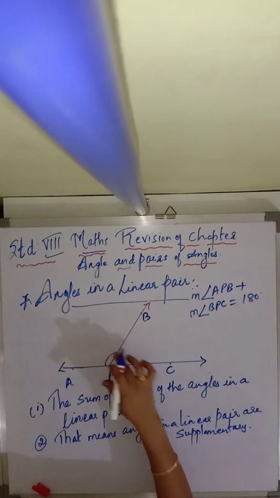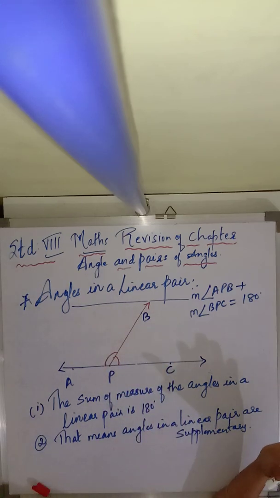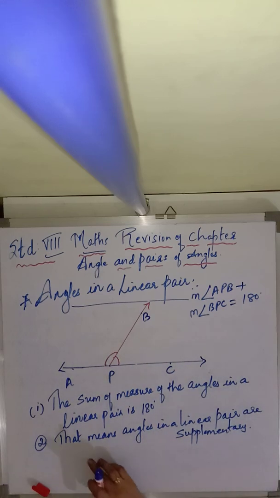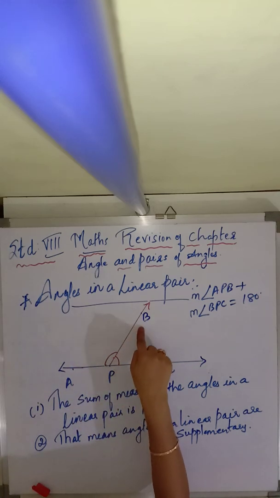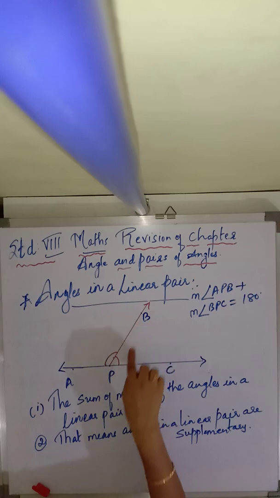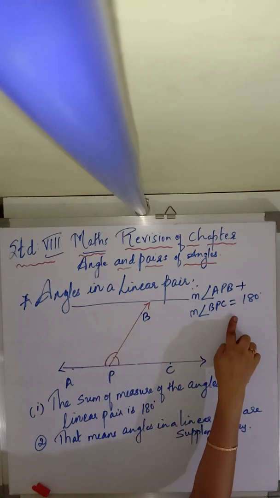Now this angle plus this angle is 180 degrees. So we can say that angles in a linear pair are supplementary. So remember children, angles in a linear pair also add up to 180 degrees, the same as supplementary angles. Okay children, so here measure angle APB plus measure angle BPC equals 180 degrees.